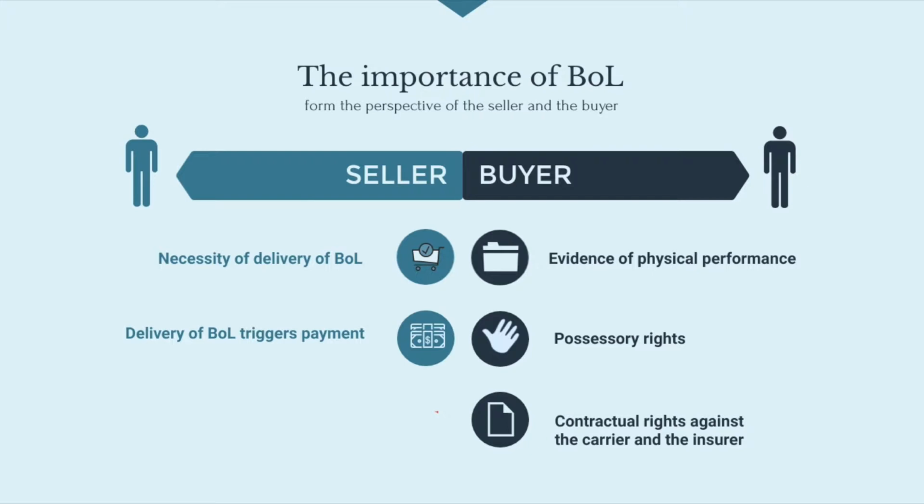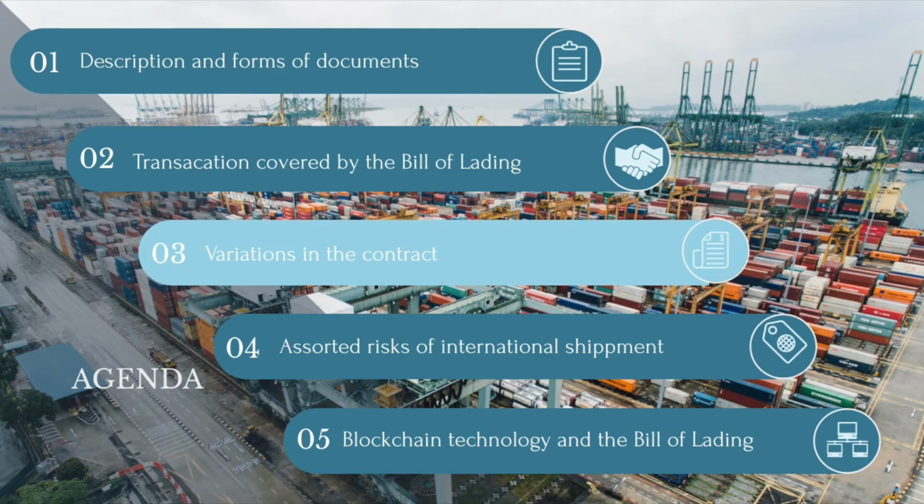On the other hand, from the buyer's perspective, the document provides them with evidence of physical performance, possessory rights over the goods, and contractual rights against the carrier and the insurer. In the third part of my presentation, I am going to talk about the variation of letter of credit and bill of lading in contracts of international shipment.